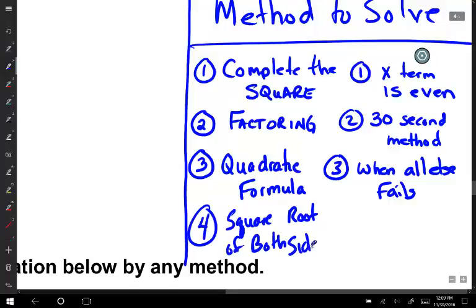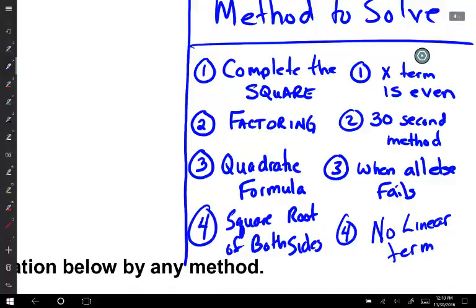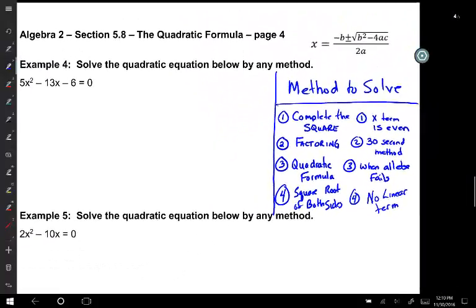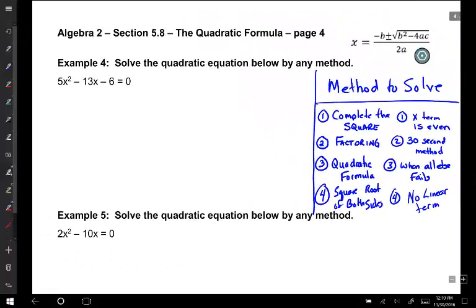And you're going to take the square root of both sides when you have no linear term. Do you guys remember what a linear term is? The x term. So there's just an x squared and a number, but no x term. That's when you're going to take the square root of both sides. And so this methods-to-solve list, I think, will be a nice thing for you to have if I was doing a summary of this chapter. This is probably a summary of everything that we've done in this chapter for solving quadratics.